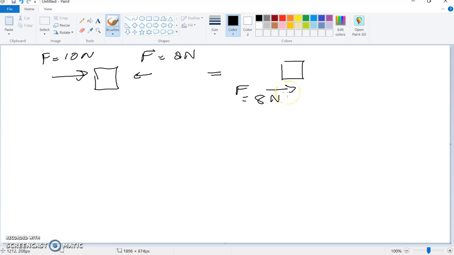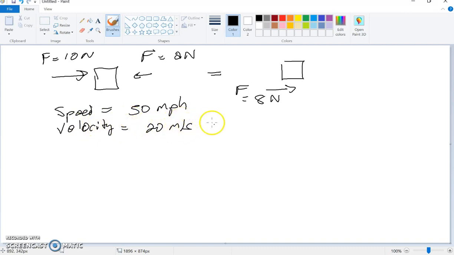And the direction we denote with an arrow. And so force is a good example of a vector in physics. And there's a lot of different vectors. The next subject that you'll study is motion. And in motion, you can say something has a speed equal to 50 miles per hour. Or you could say something has a velocity equal to 20, let's say, meters per second east.